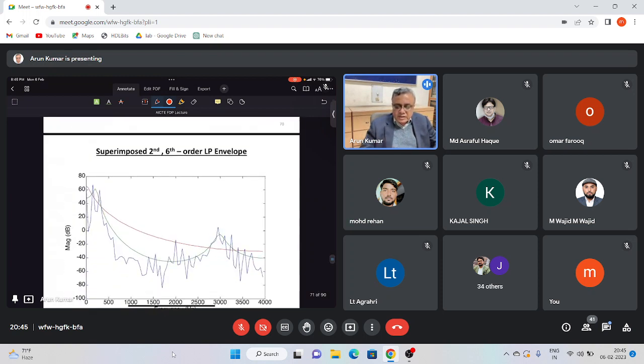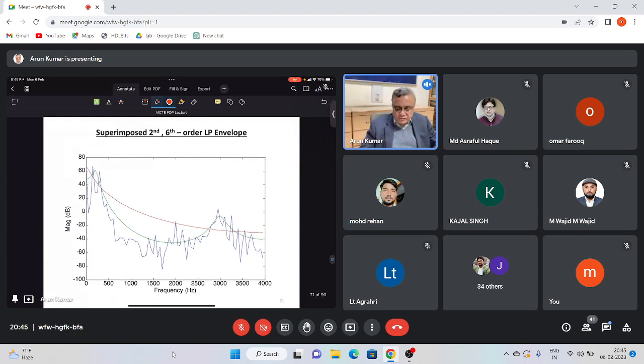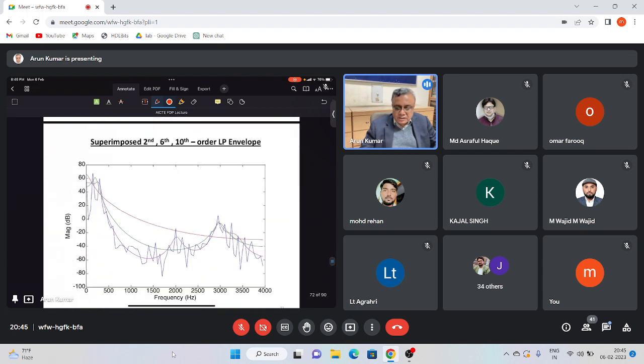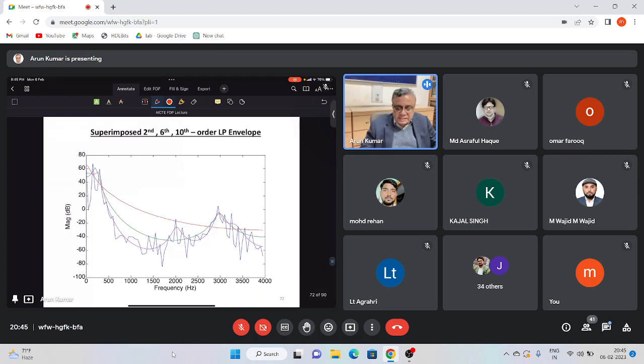Then we consider the sixth order. So we see that the sixth order all-pole filter models the envelope of the spectrum much better than the second order. Now, if we increase it further to a 10th order, we see that the 10th order models the envelope even better. For example, the peak over here in the spectrum, which was missed by the 6th order, is getting well modeled by the 10th order.